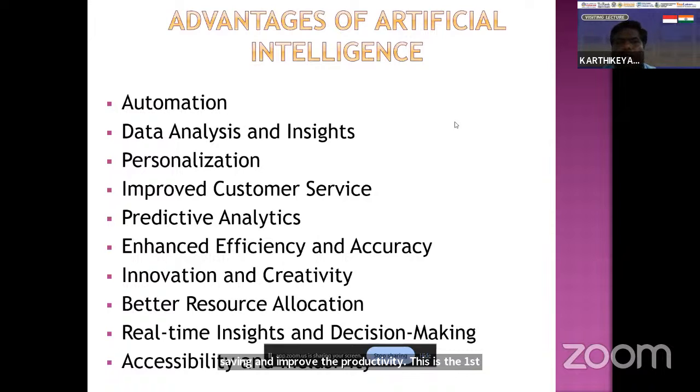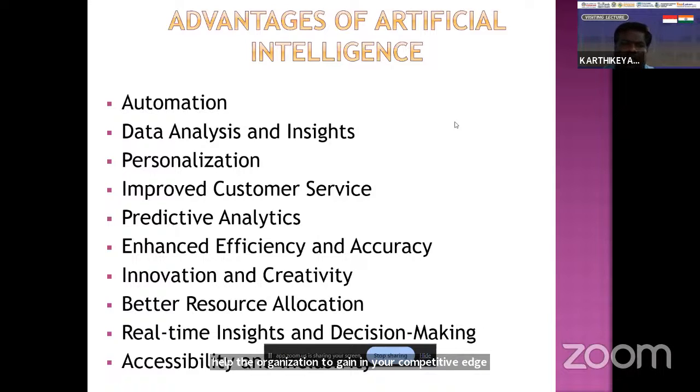And next one is data analysis and insights. Data analysis and insights is nothing but analyzing data quickly and accurately, extracting valuable insights and patterns that may not be apparent to human analysis. This enables data-driven decision making and helps the organization gain a competitive edge.